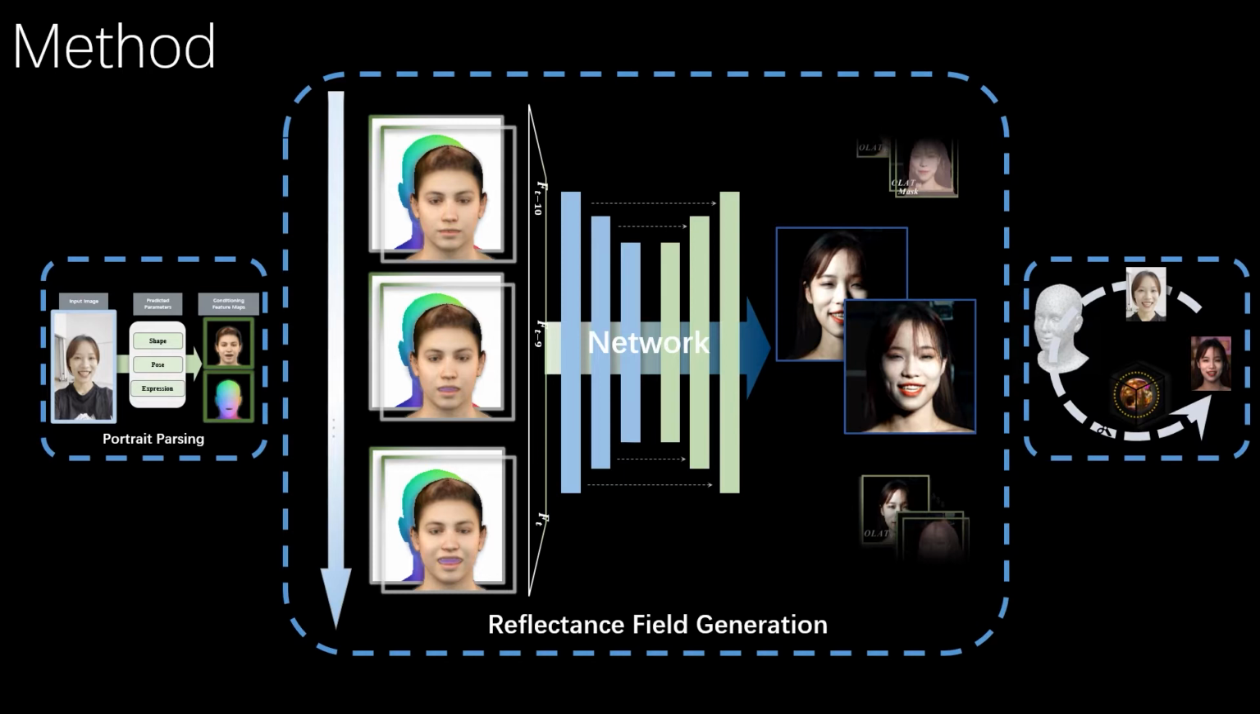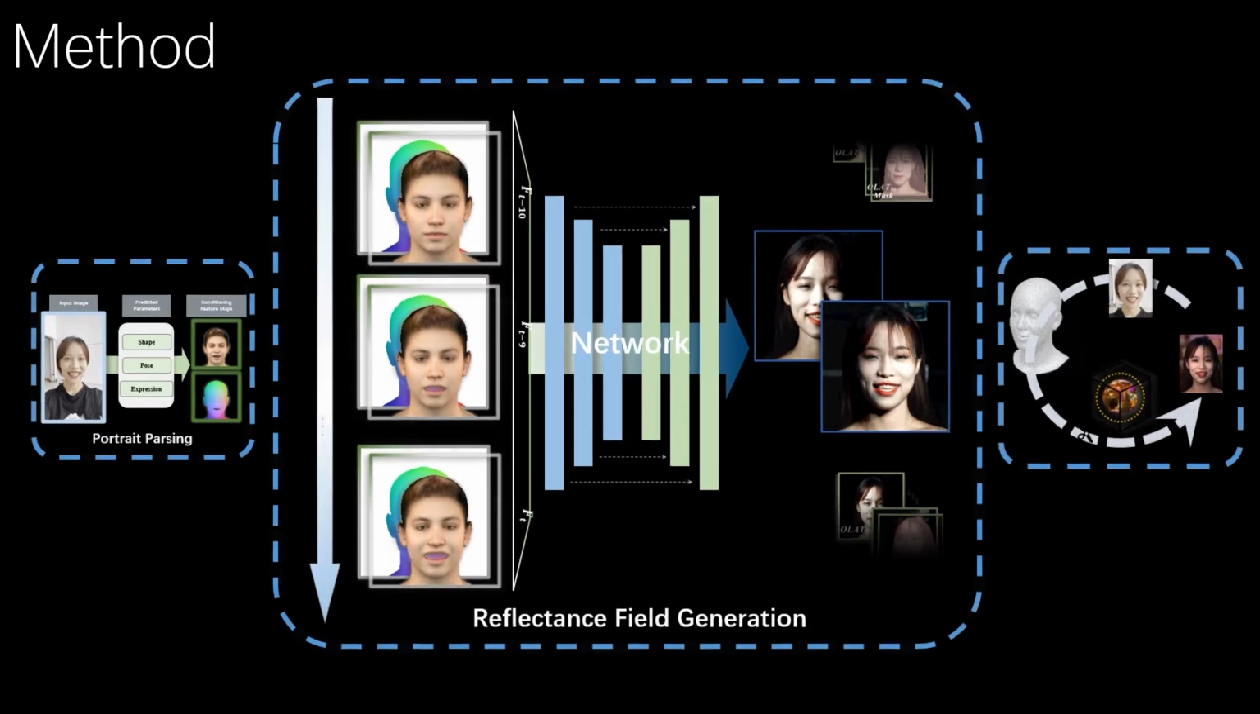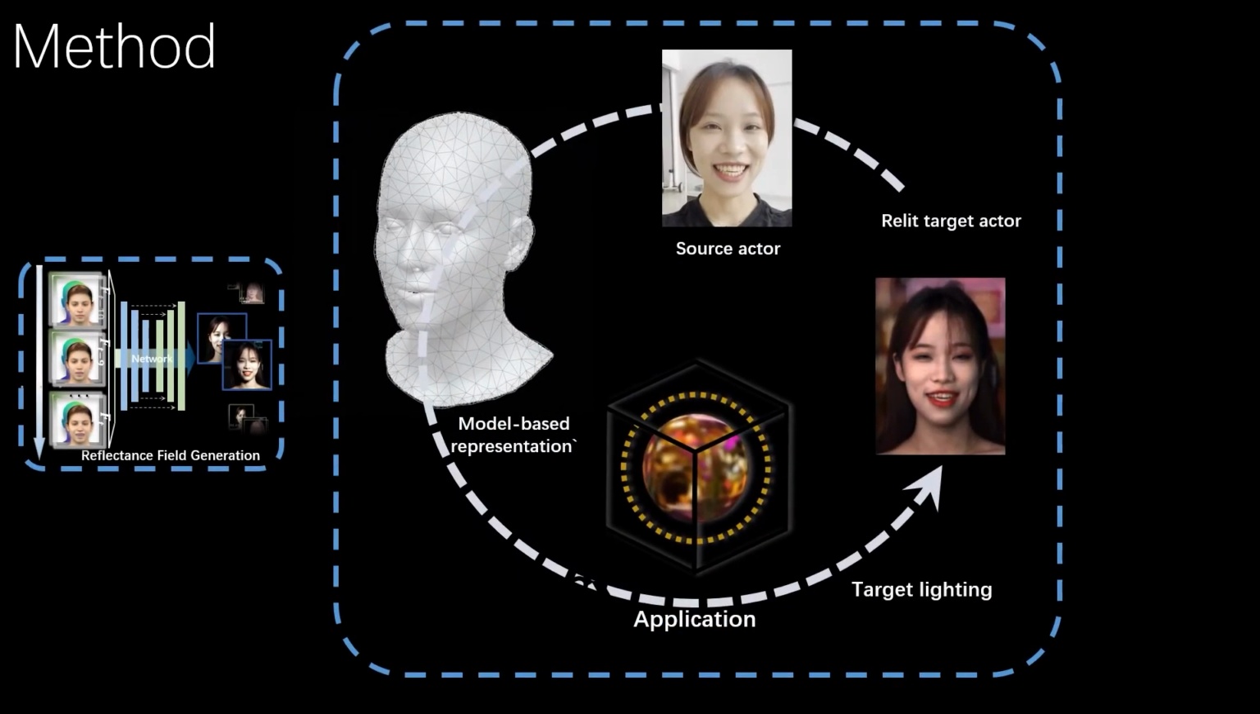Our reflectance field generation module employs a conditioning rendering-to-video translation framework, which adopts a multi-frame multitask learning framework. The final trained network supports simultaneous relighting and expression transfer at high realism.